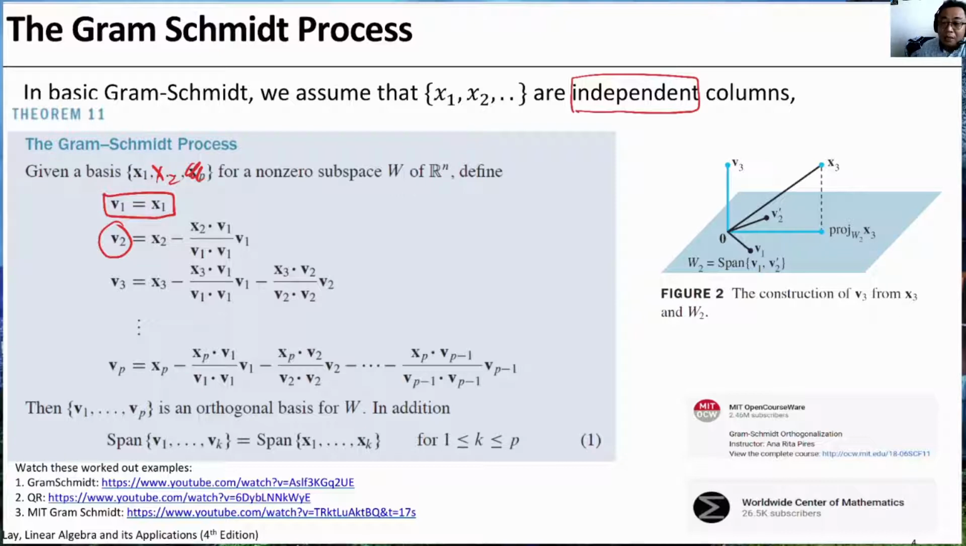Remember the orthogonal projection idea. The second idea is that V2 should be orthogonal to V1. And how do we do that? We use this equation.